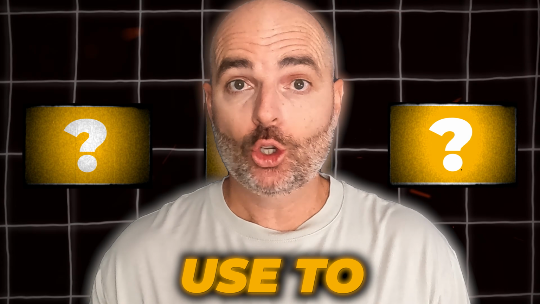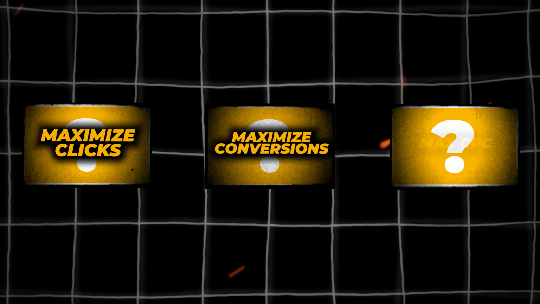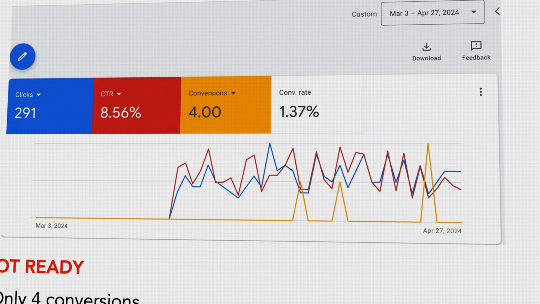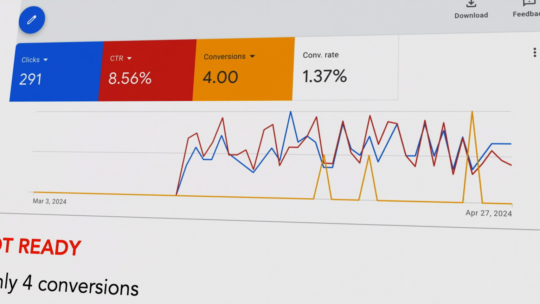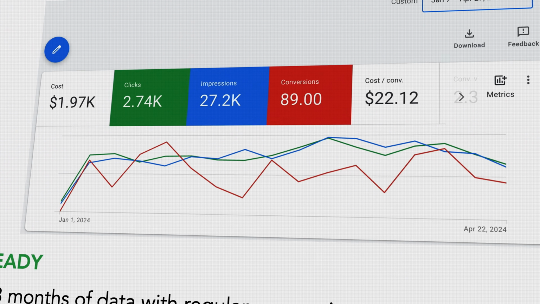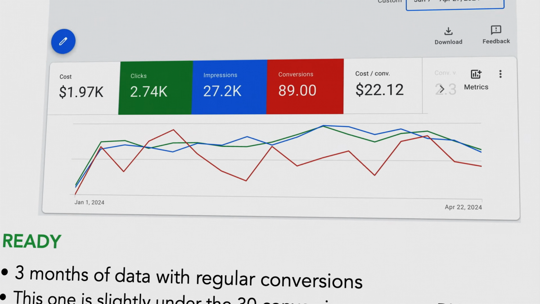Whenever you start a new Google search or Google shopping campaign, there are 3 different types of bidding settings that you can use to start that campaign: maximize clicks, maximize conversions, or max CPC. And in this video, I'm going to show you the bidding strategy that I use for my new campaigns and also explain why I use this type of strategy.